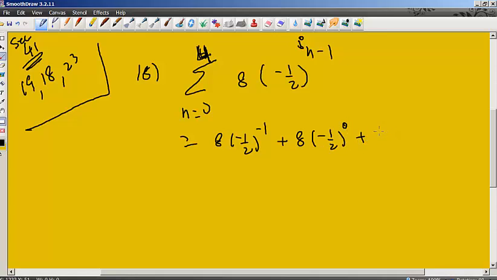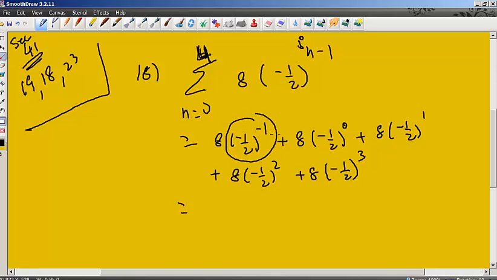And then when I plug in 2, that will be 8 times negative 1/2 to the 1 power. When I plug in 3, that will be 8 times negative 1/2 to the 2. And when I plug in 4, and that will be my last term, is 8 times negative 1/2 to the power of 3. Just clean it up.